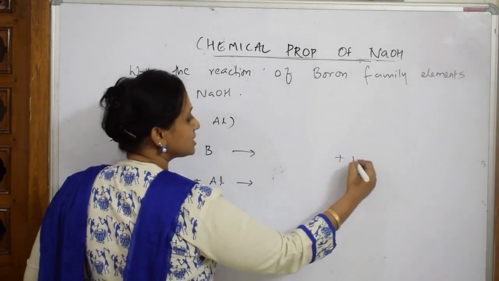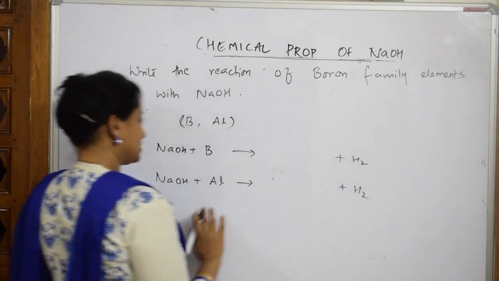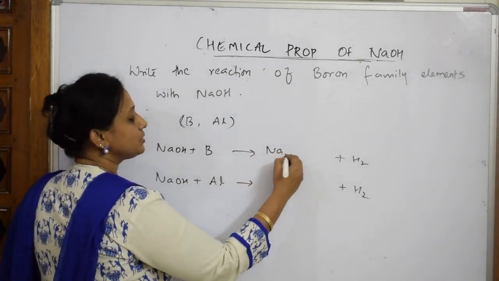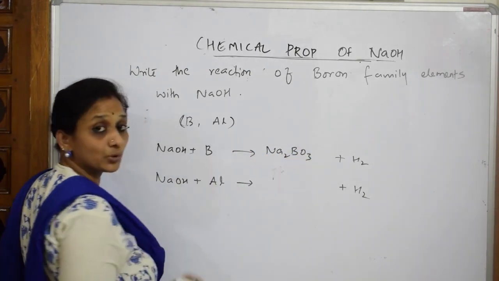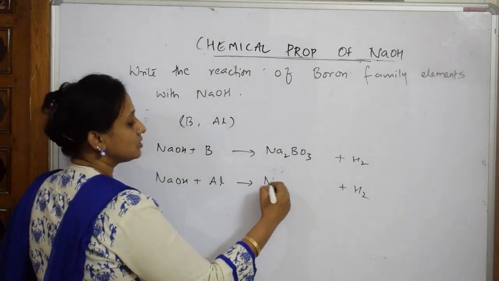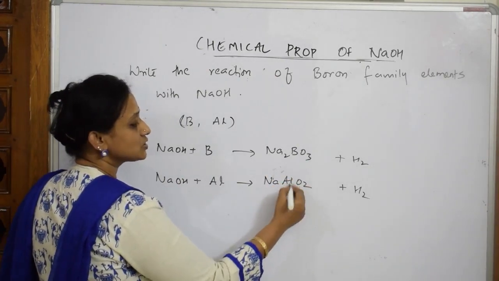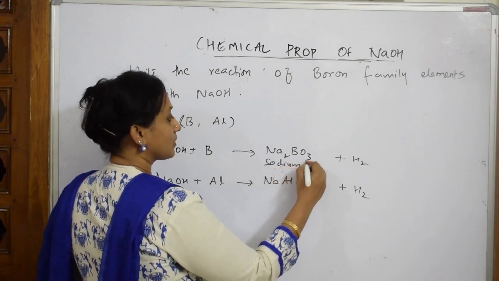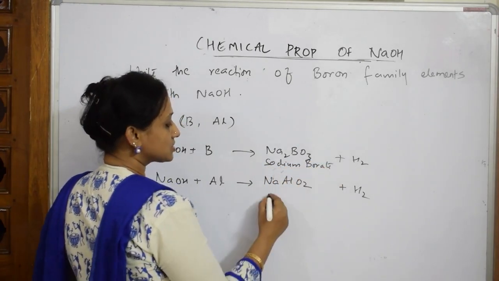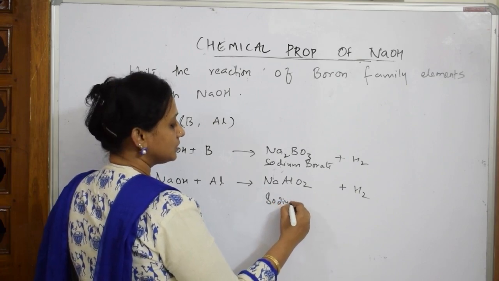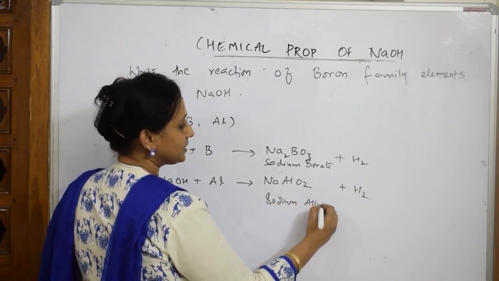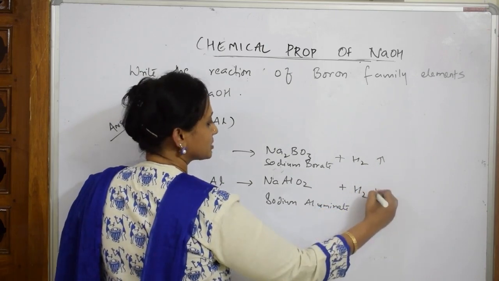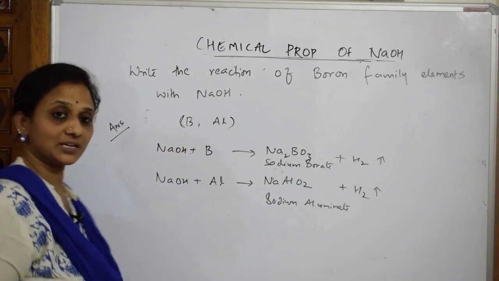Here in both the cases, hydrogen gas is evolved. Done. Now next important, this is going to form a salt, that is Na3BO3. This is called sodium borate. This is also going to form a salt, that is NaAlO2. This is sodium aluminate. This is called sodium borate, and this is called sodium aluminate. So remember this. In both the cases, hydrogen gas. Now let us come back and balance this reaction.